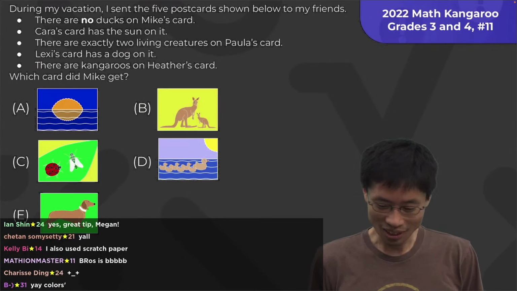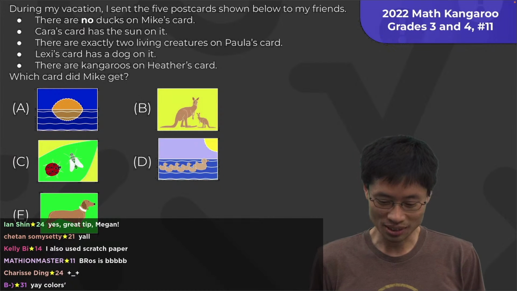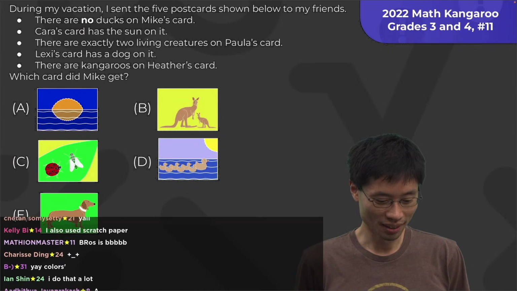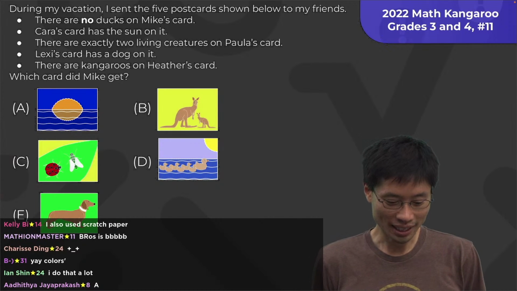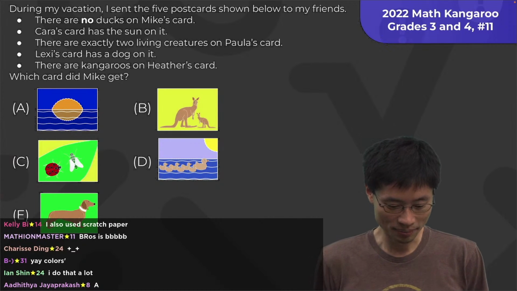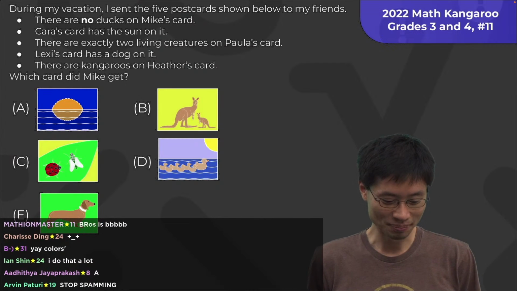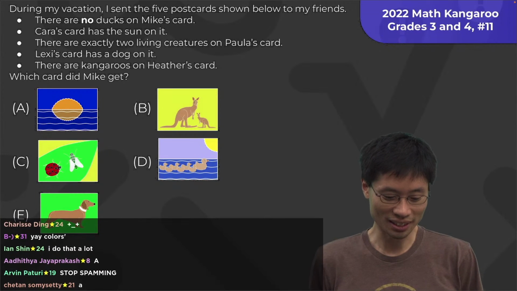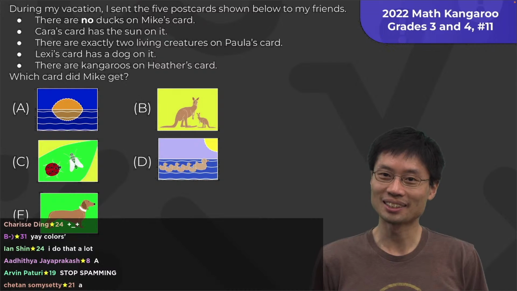Let's see. During my vacation, I sent the 5 postcards shown below to my friends. There are no ducks on Mike's card. Kara's card has the sun on it. There are exactly 2 living creatures on Paula's card. Lexi's card has a dog on it. There are kangaroos on Heather's card. Which card did Mike get?